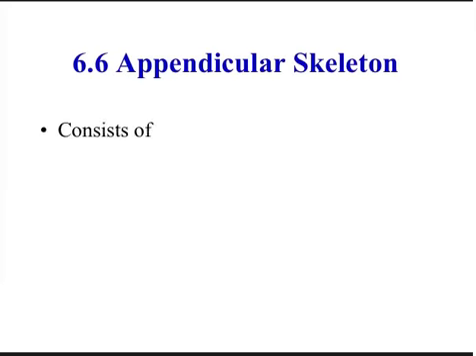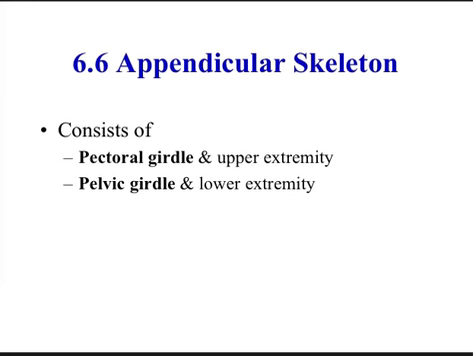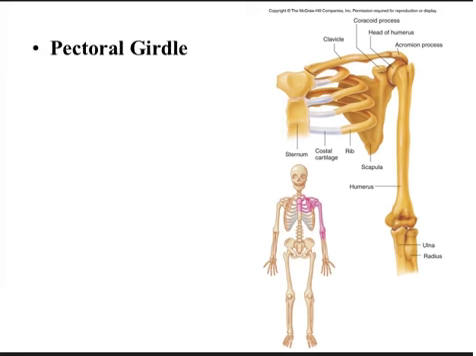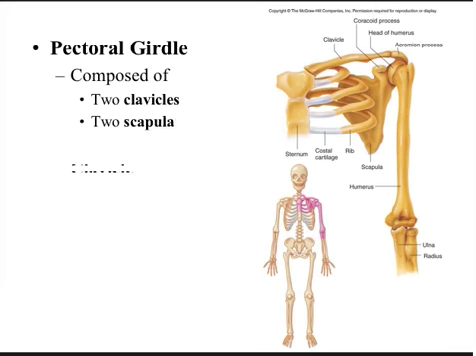The appendicular skeleton consists of the arms and legs, as well as the pectoral and pelvic girdle. The pectoral girdle is formed by the scapula and also portions of the clavicle, while the pelvic girdle is formed entirely as a result of the os coxa, the coxal bones of the hip. There are 126 individual bones in the appendicular skeleton, but the bulk of them lie in the hands and in the feet. So the pectoral girdle, you can see here, is composed of two clavicles, two scapulae.